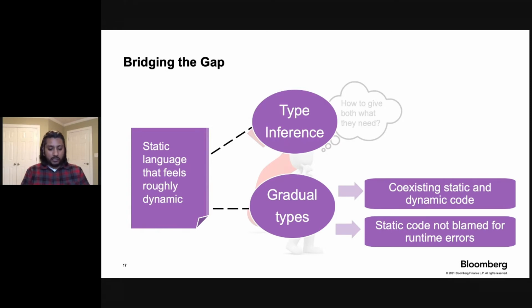So gradual typing has ideally been used in situations where you want to provide a middle ground for users who want to experiment with both static as well as dynamic typing. What it provides is that we can now have coexisting static and dynamic code. And also, static code is not going to be blamed for any runtime type errors. So this provides a really nice bifurcation in which our end users and maintainers can code in BCL and be comfortable with how they write their code.